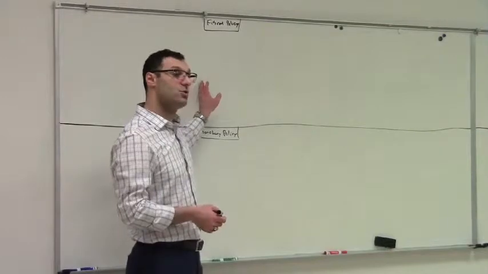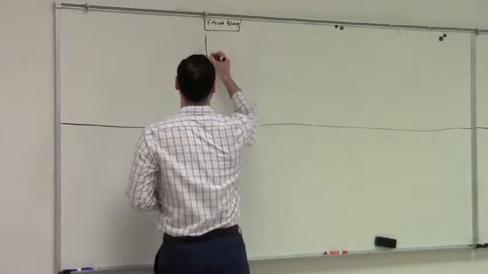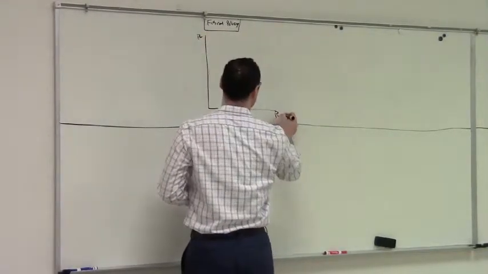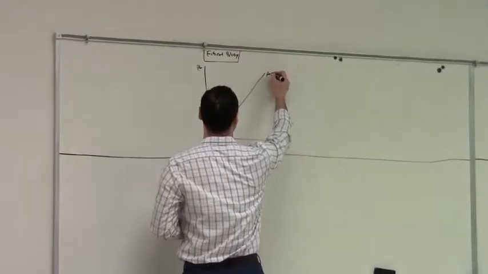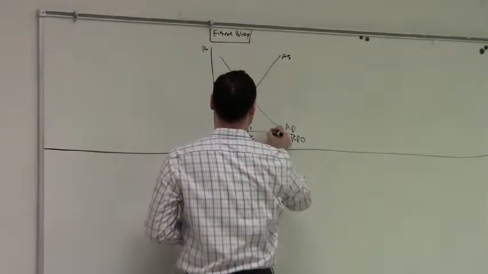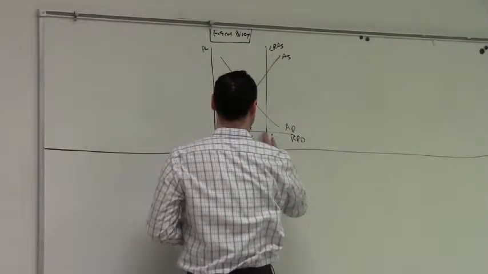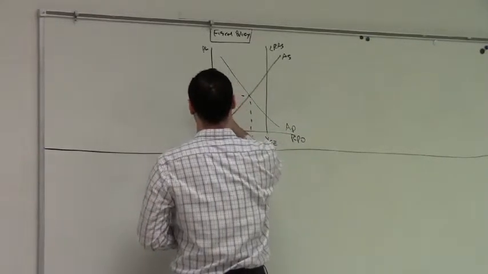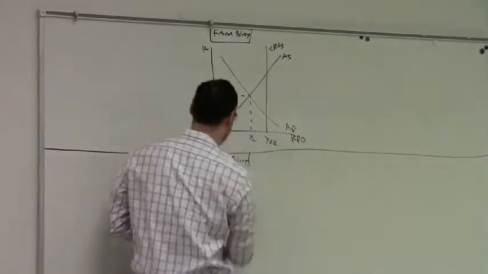So let's choose the recessionary scenario. I'm going to draw aggregate demand, aggregate supply in the recession. Now we have the same graph down here, the economy in recession.